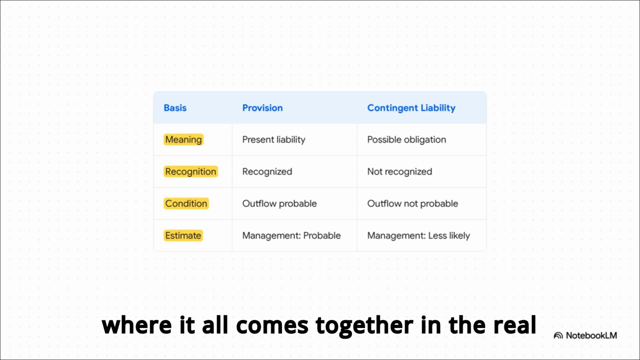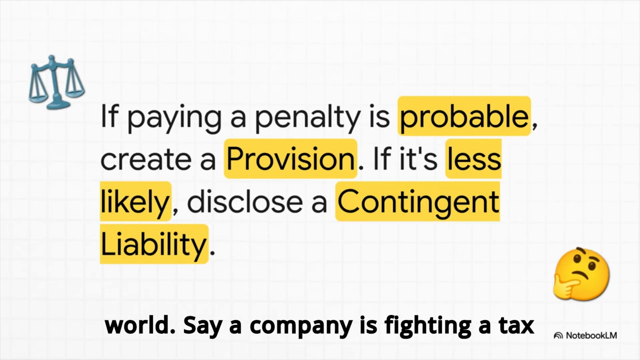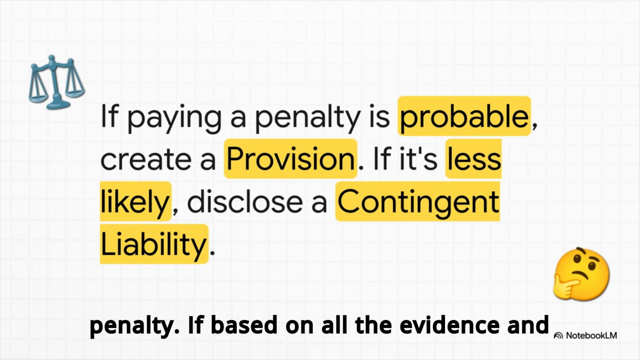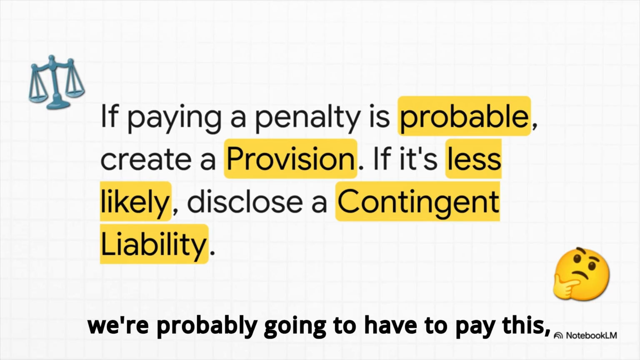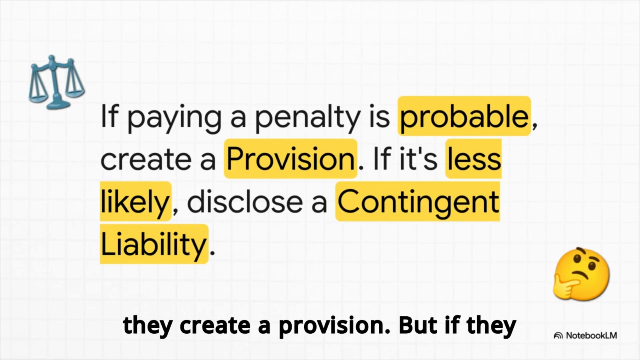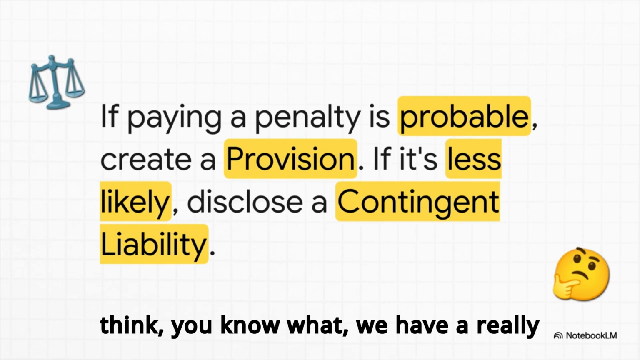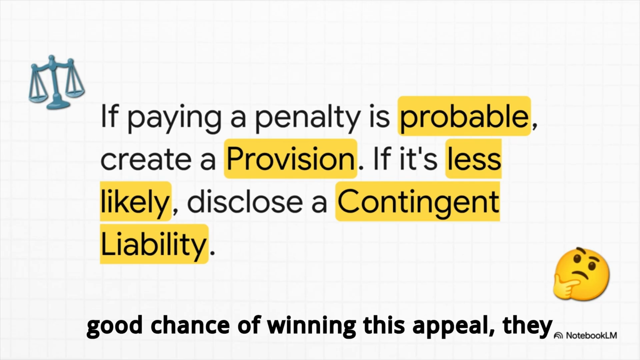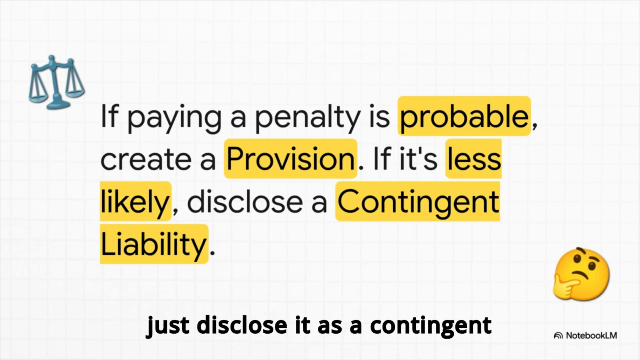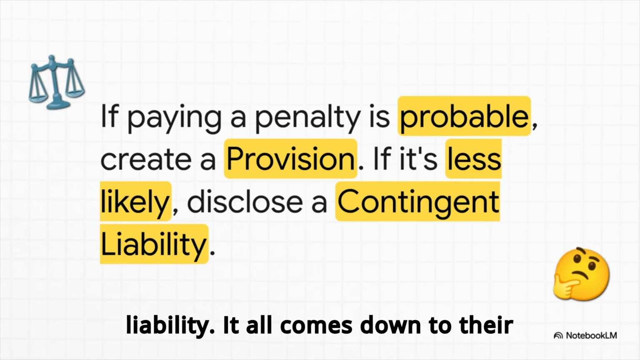Simple as that. And here's where it all comes together in the real world. Say a company is fighting a tax penalty. If, based on all the evidence and legal advice, management thinks, yeah, we're probably going to have to pay this, they create a provision. But if they think, you know what, we have a really good chance of winning this appeal, they just disclose it as a contingent liability. It all comes down to their professional judgment.